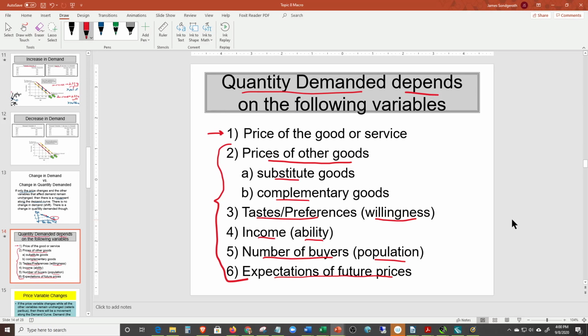Only if the price changes do we have a movement along the demand curve. If any of these other variables change, we're going to shift the demand curve to the left or to the right, okay?